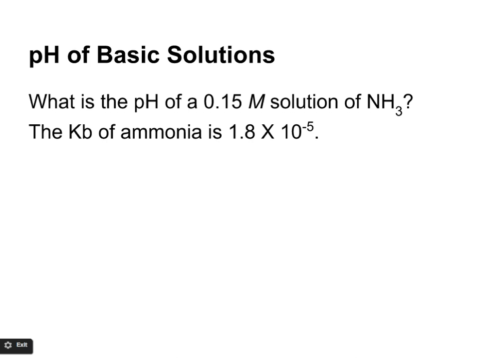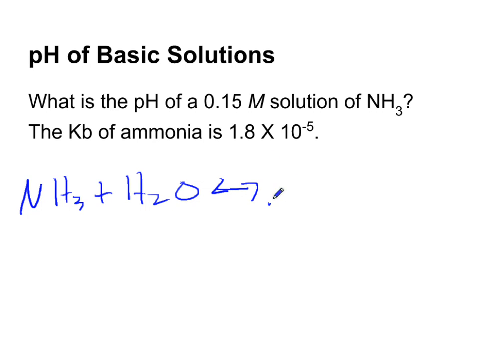Let's try to solve a problem to find the pH of a basic solution. What is the pH of a 0.15 molar solution of ammonia? The Kb of ammonia is 1.8 times 10 to the negative fifth. Well, let's write our reaction. Our base plus water at equilibrium with ammonium, our conjugate acid, and hydroxide, our conjugate base in that reaction.